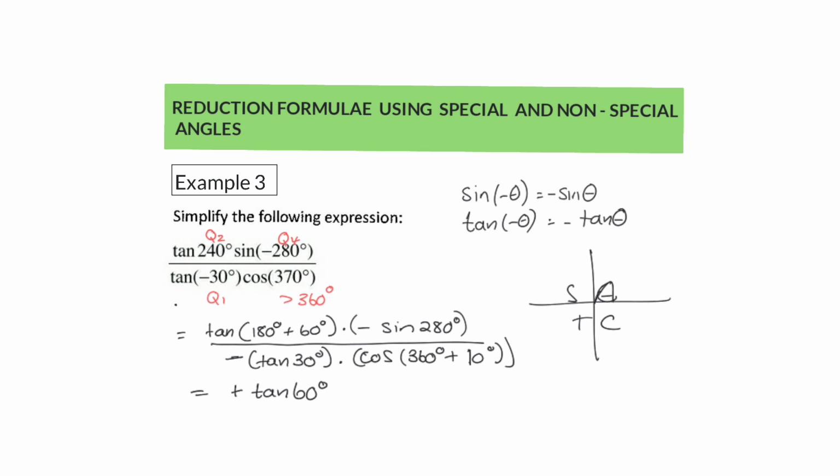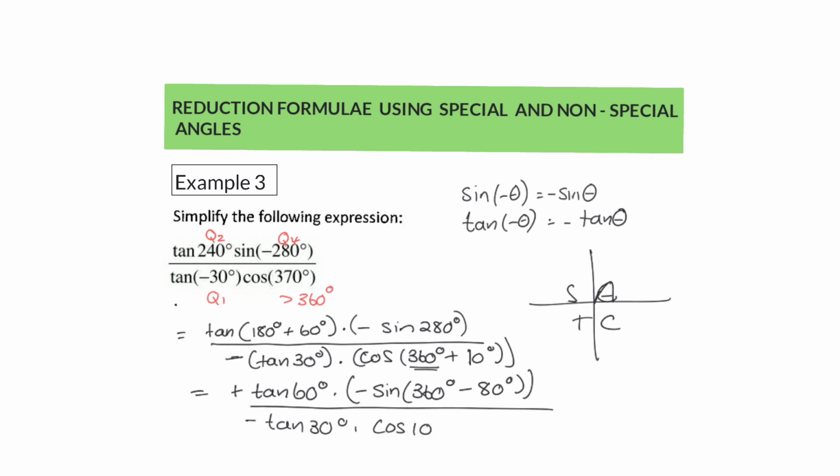Sine in the, oops, I must still do this, in the fourth quadrant is going to become minus sine of 360 minus 80. And then we have negative tan 30 here. Cos in the fourth quadrant. Now this is not the fourth quadrant. This is the first quadrant. So it's positive. It becomes cos 10. I can just throw away the 360.